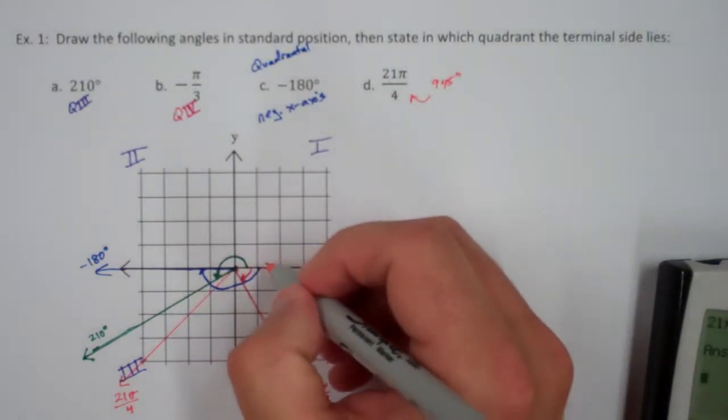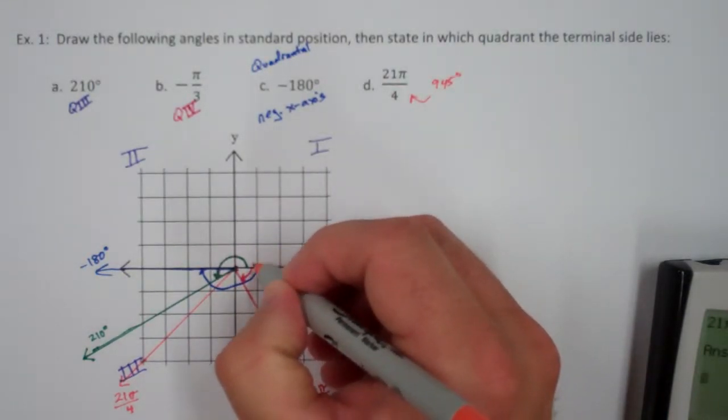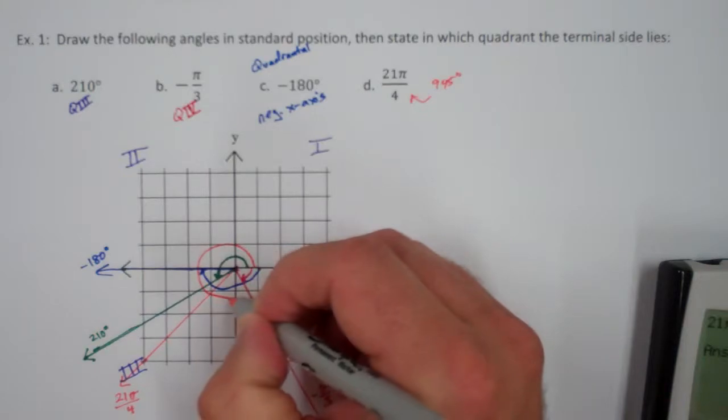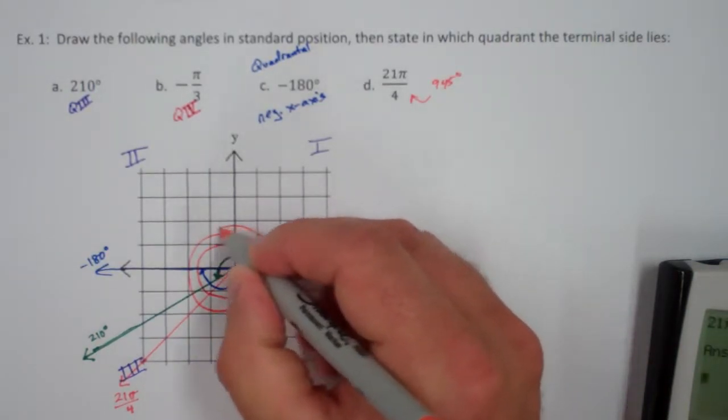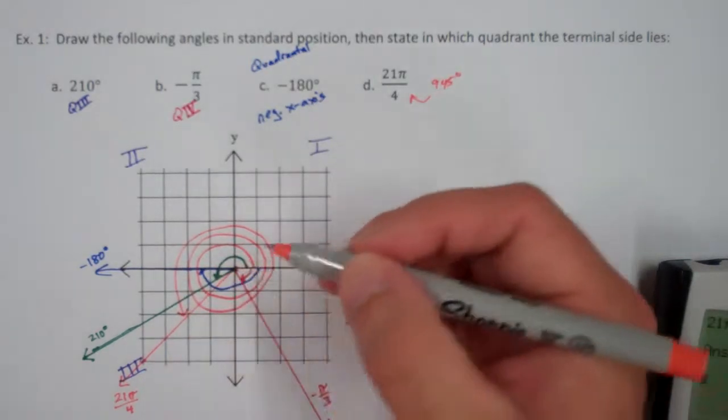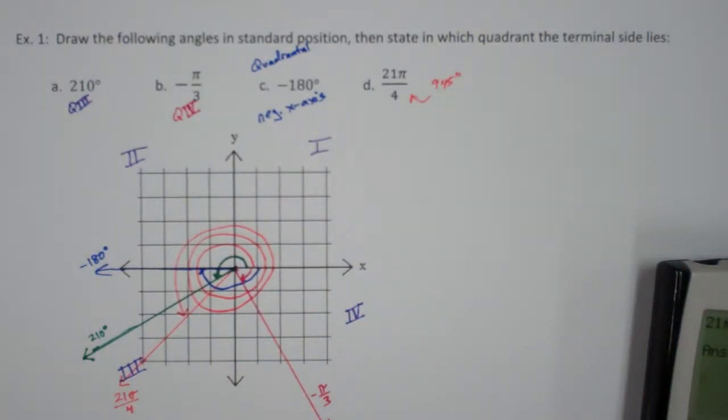As far as our rotations, this one's going to be kind of crazy. We're going to start off with 1 revolution, 2 revolutions, and then all the way around to 21 pi over 4, another 225 degrees.